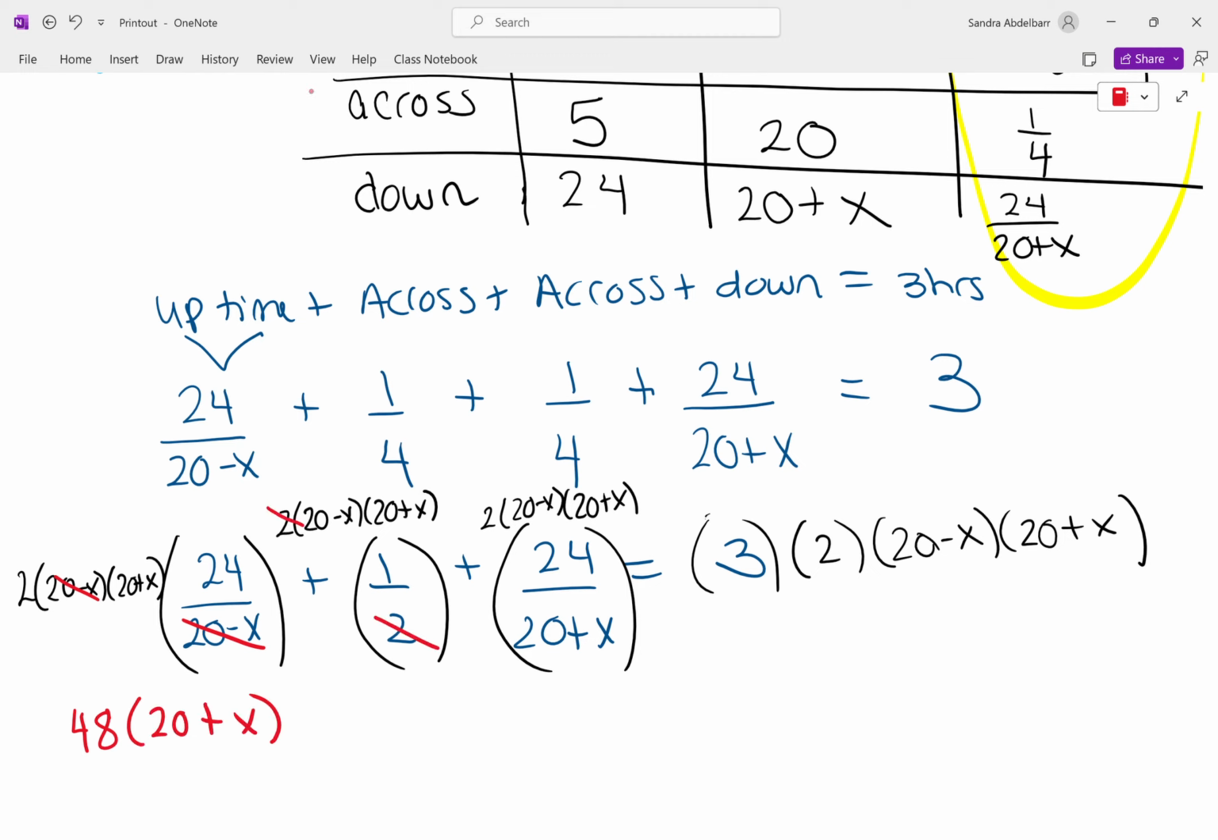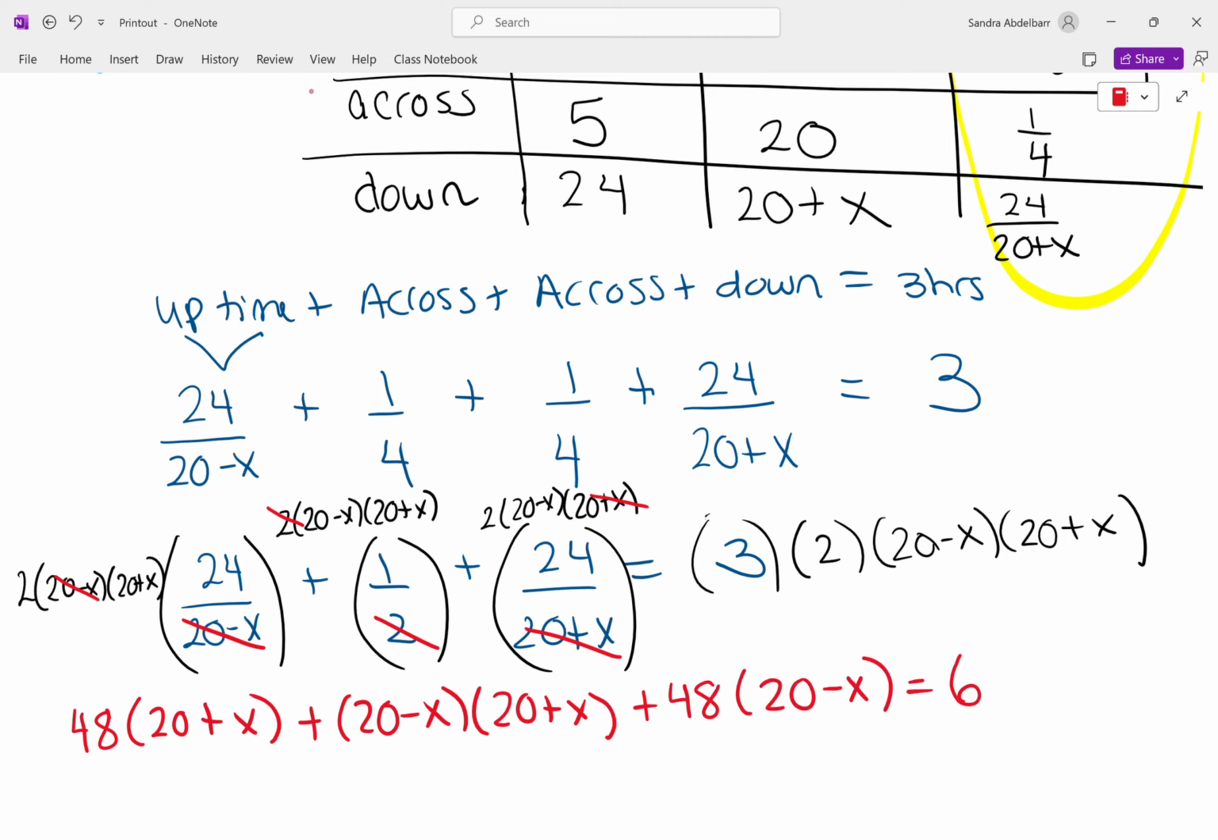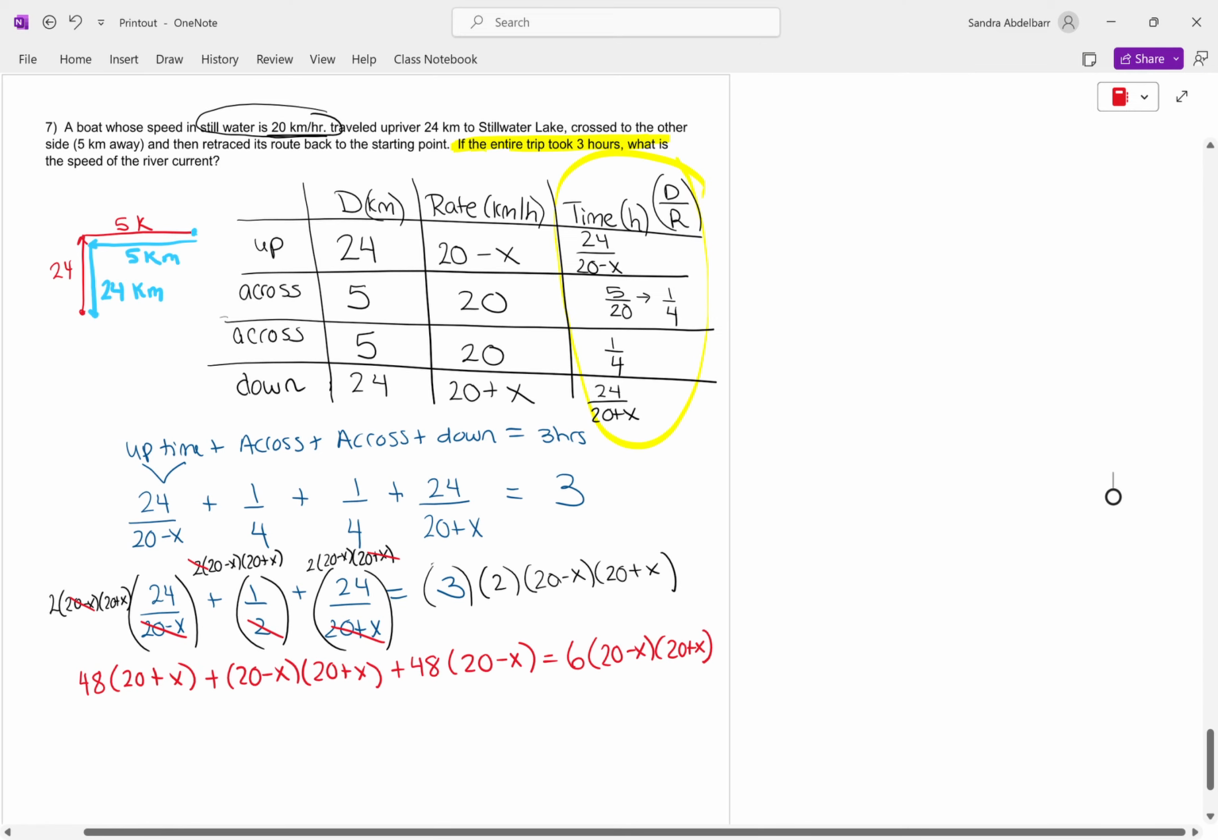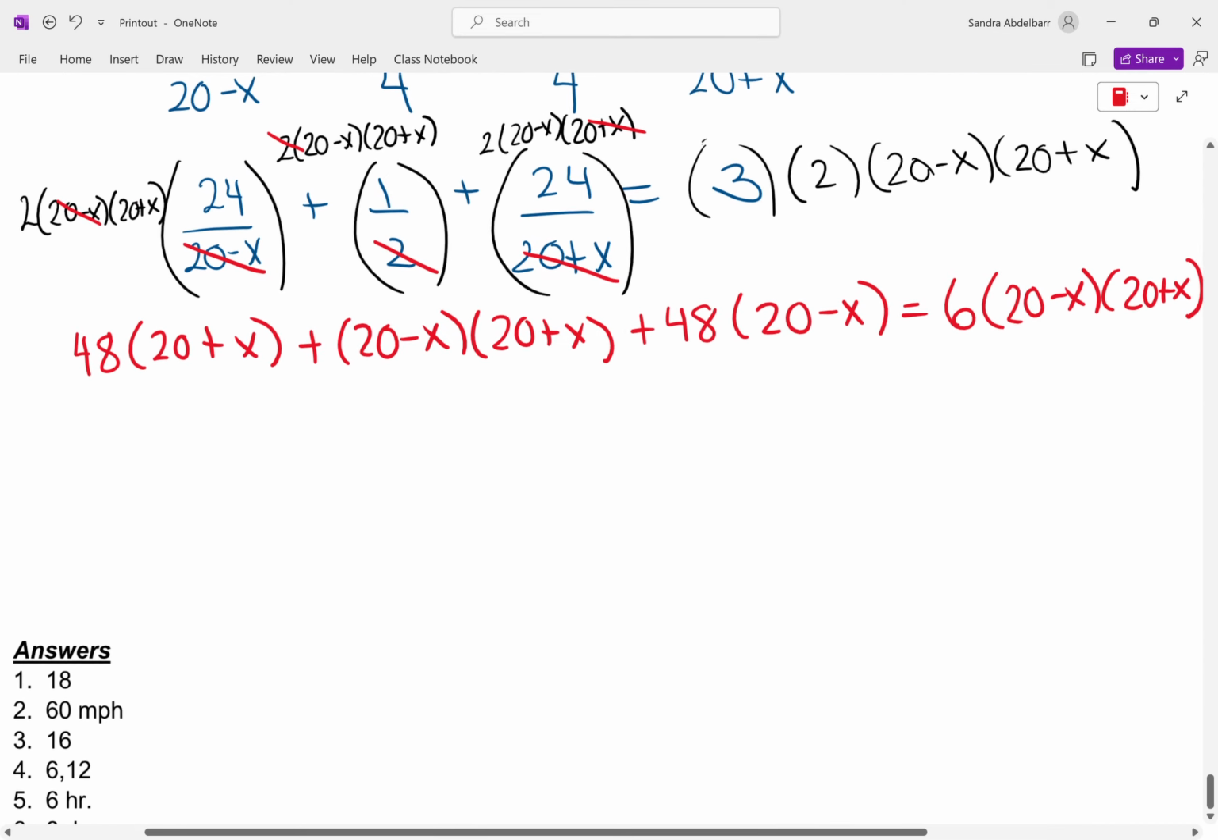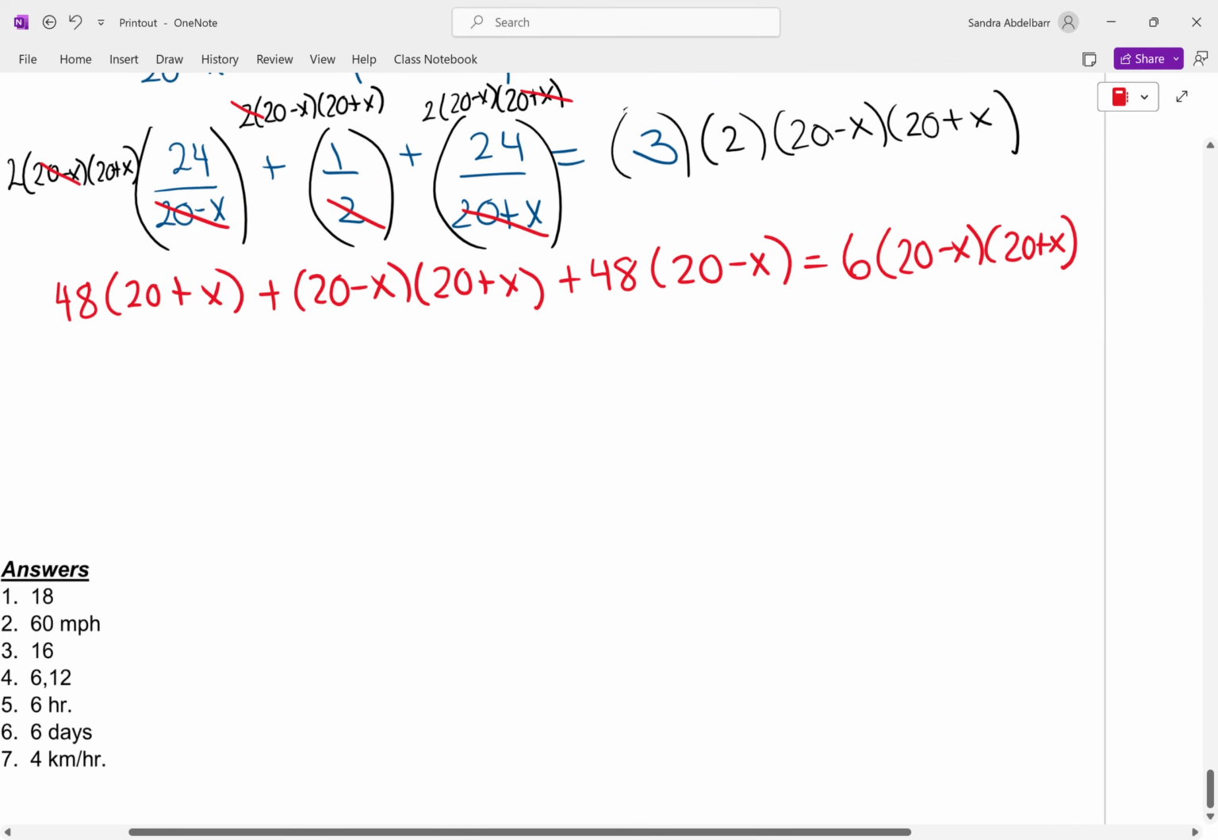All right, so the 20 minus x's cancel. So now I'm going to have 48 times 20 plus x. Here the 2's cancel. So I'm going to have 20 minus x times 20 plus x. Here the 20 plus x's cancel. So I'm going to have 48 times 20 minus x equals 6 times 20 minus x, 20 plus x.